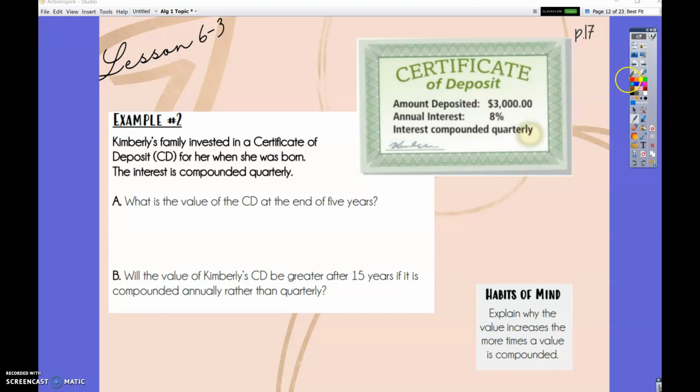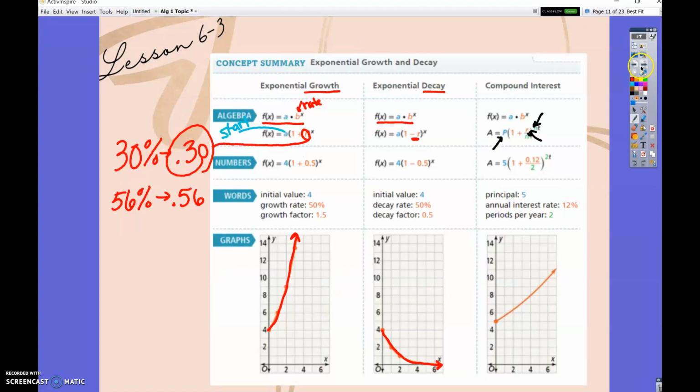So with our information in the picture, we see the amount we deposit, the initial amount here, is $3,000. So that will be our A value. And then the interest rate is 8%. So remember, we need to convert that to a decimal, that will be 0.08. And if we look at our equation, we're just going to plug in the numbers.